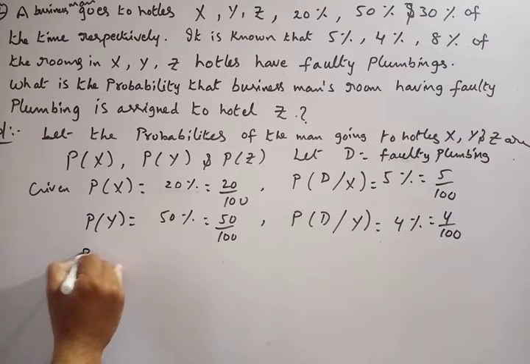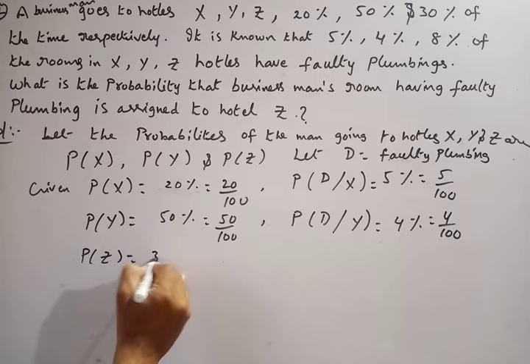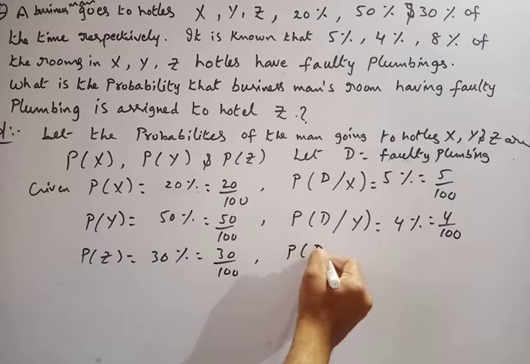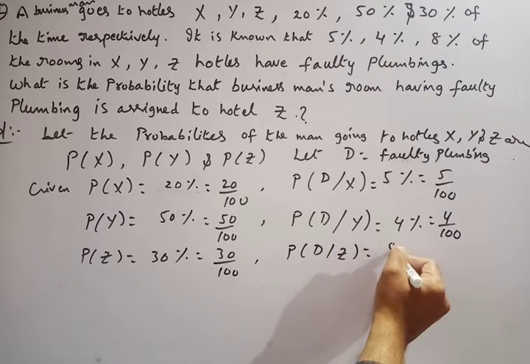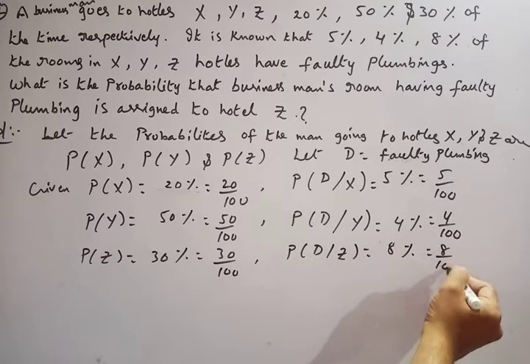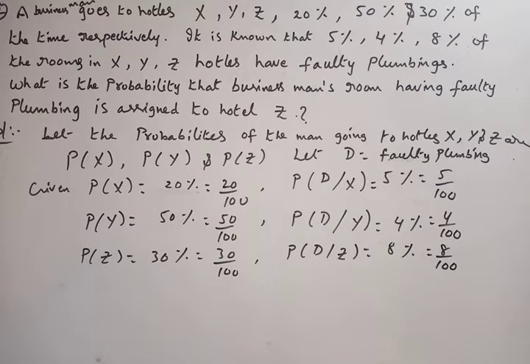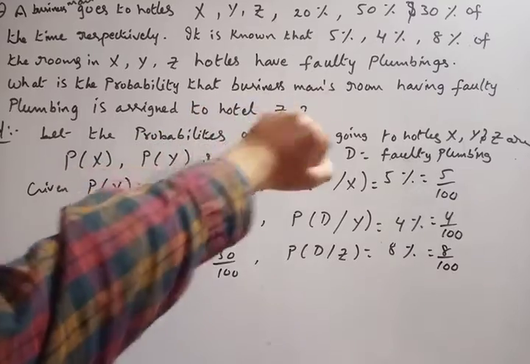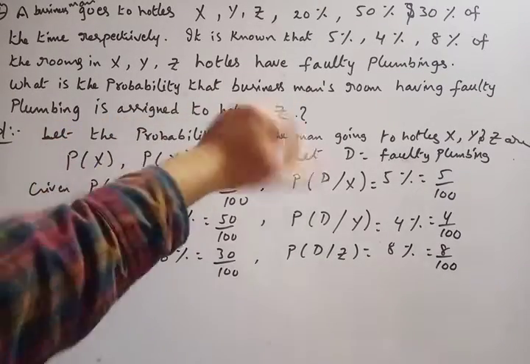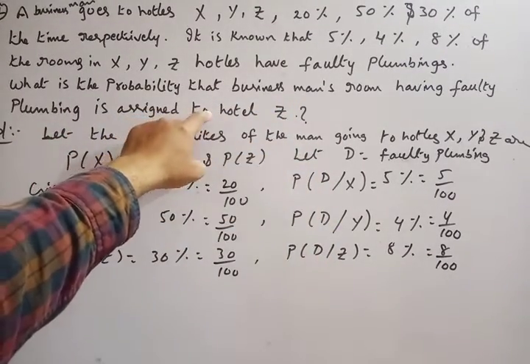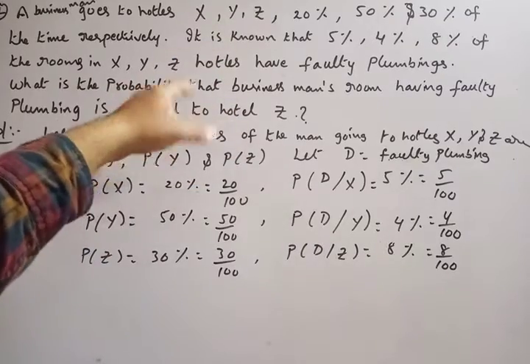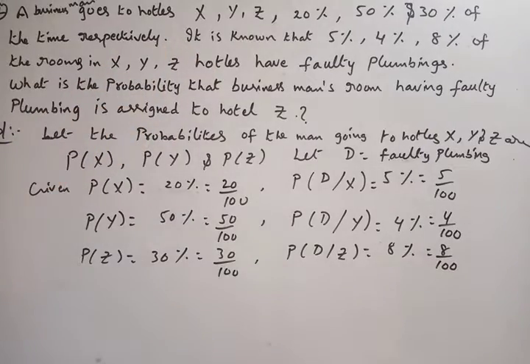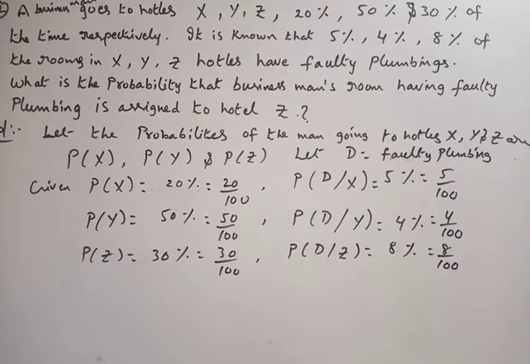Next, similarly, P of Z, hotel Z, is 30%, that means 30 by 100. Faulty plumbing in Z is 8%, that is 8 by 100. Now what he wants here: what is the probability that the businessman's room having faulty plumbing is assigned to hotel Z?